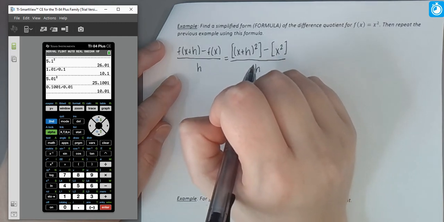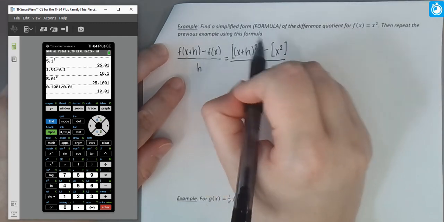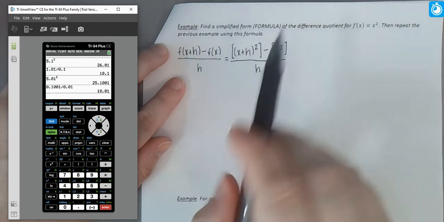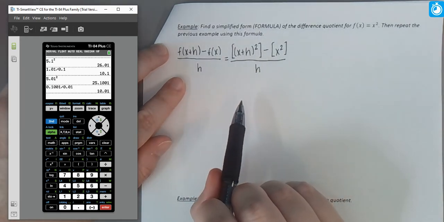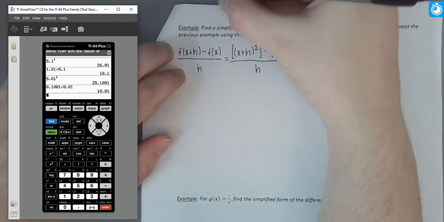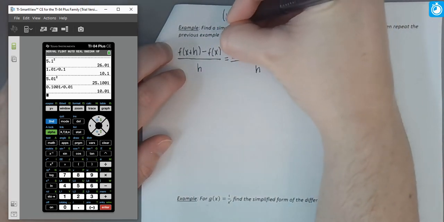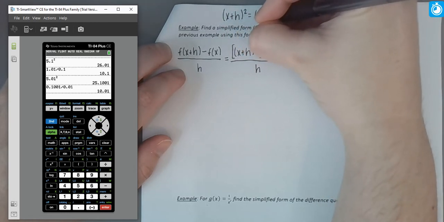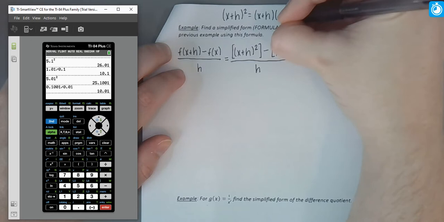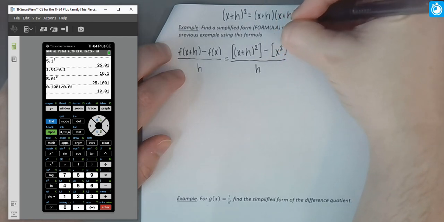Remember, what squaring means is multiplying by itself. So technically what this is telling us to do is to take x plus h and then multiply it by itself. So I'm going to go up here to the top and do this separately. Rather than thinking of it as x plus h squared, let's think of that as x plus h times x plus h, which is what it really is.